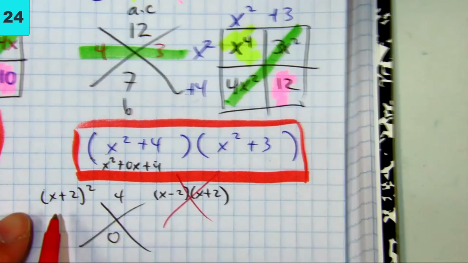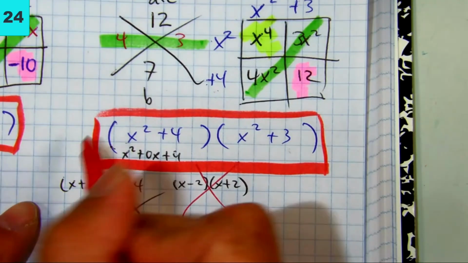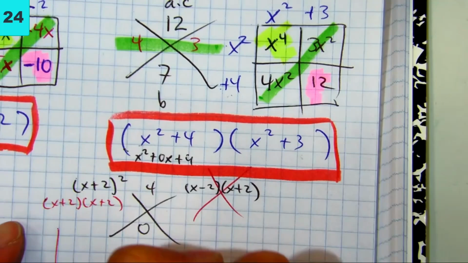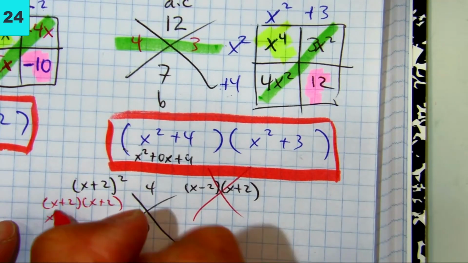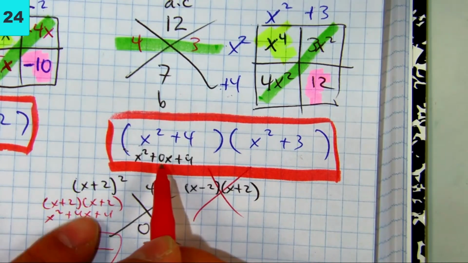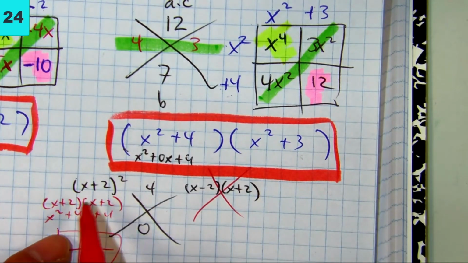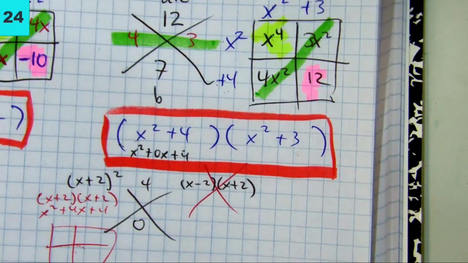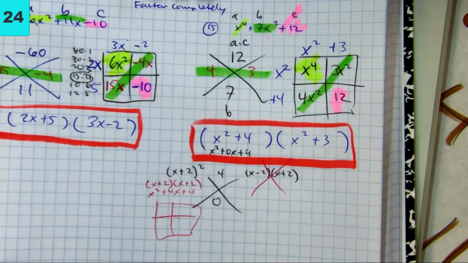Let's just say you thought this was the answer, which I saw on a student's paper. It's x plus 2, x plus 2. And then if you multiply it out, you'll get x squared plus 4x plus 4. Is that what it says, class? No, the b term is 0x, and I can check that by multiplying it out. Okay, so be careful.